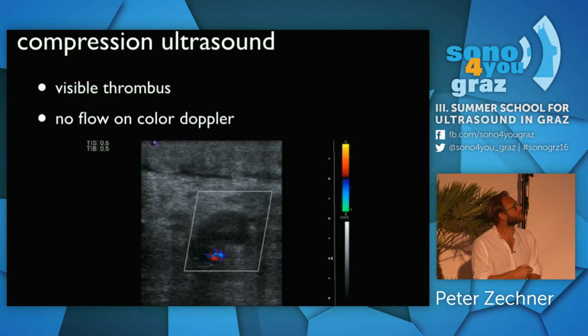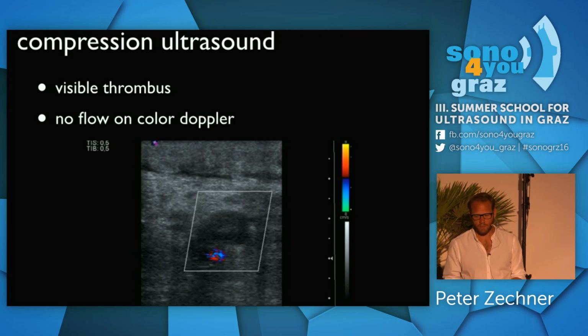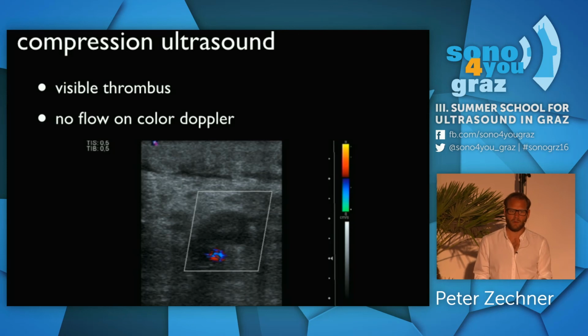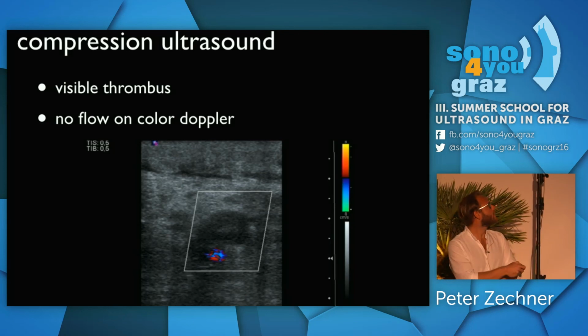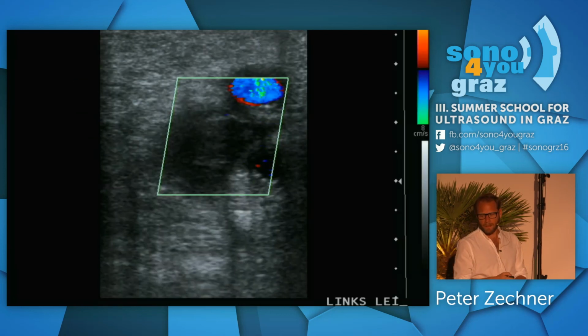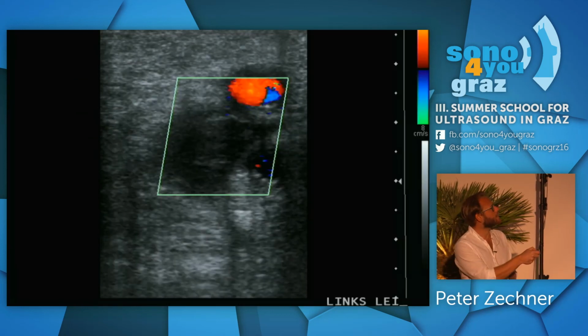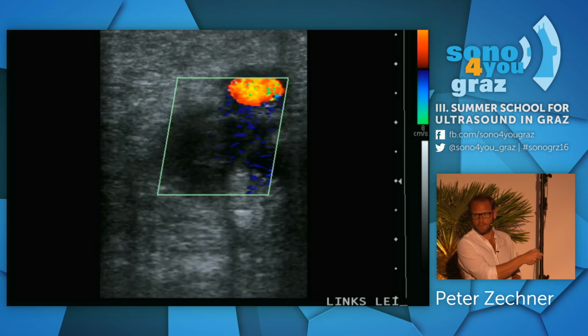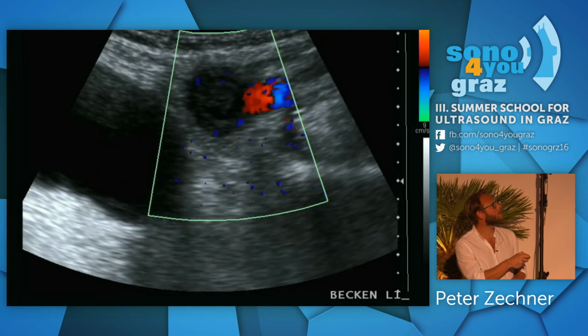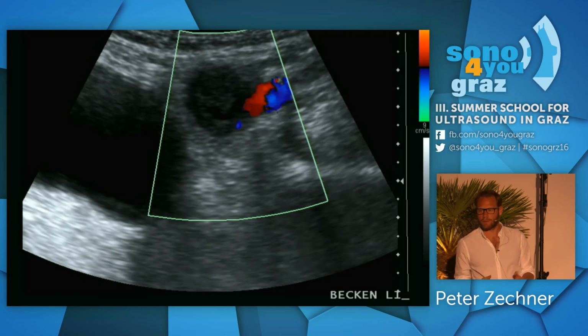What are the ultrasound findings in thrombosis? We can see the thrombus. It's not echo-free, it's echogenic, gray on the ultrasound picture. And we do not see any flow on color Doppler. Here, for example, a very big vein with a thrombus inside. Here the artery with flow. Here again, artery. Here the vein with the thrombus cannot be compressed, no flow inside the vein. Here again, artery, vein with thrombus.